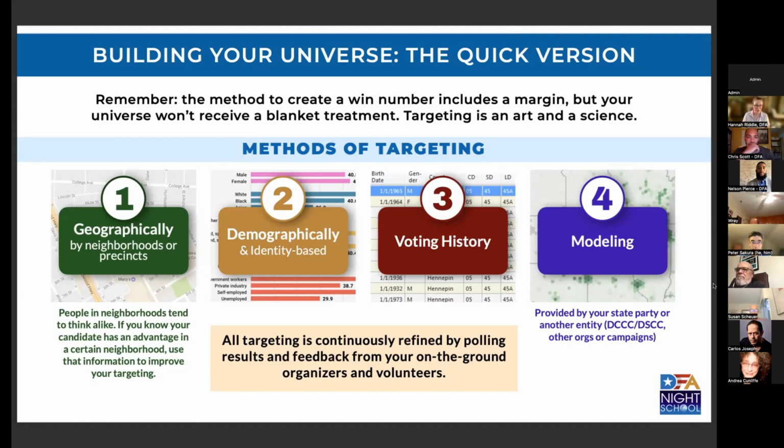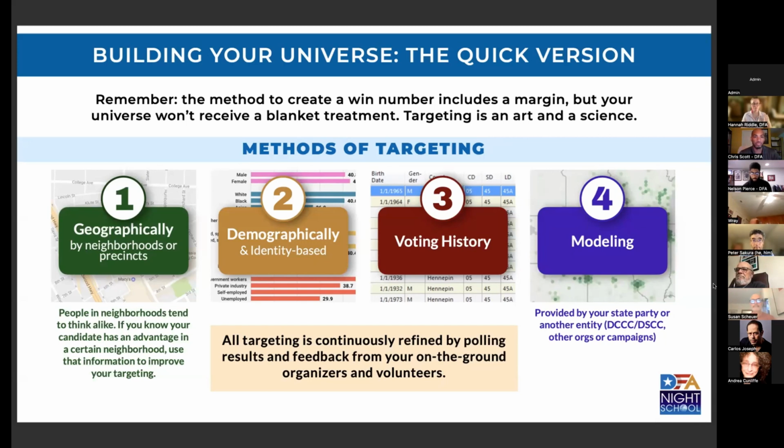You can also target based on modeling. If you are a campaign staffer, you might have access to a database like NGP VAN. You might have access to something like L2 or PDI. And those different services can provide targeting modeling that is based on a lot of different things. They also tap into different targeting and modeling done by the DCCC or the DSCC or even other organizations or campaigns who pay to do polling and targeting. But these are not silos. You can and should use all of them in order to create a robust and smart data-based universe.